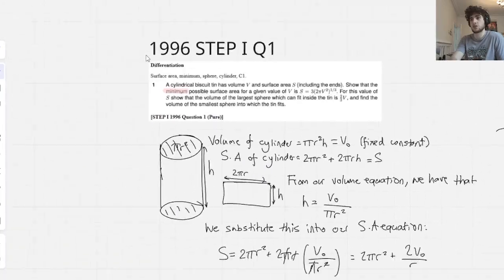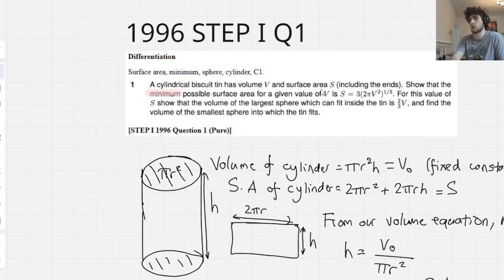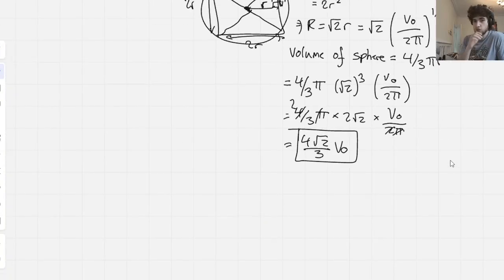Very, very nice stuff. Let's just check we did everything. So, the cylindrical biscuit tin has volume V and surface area S. The minimum possible surface area for a given value of V is that. We got that. For this value of S, show that the volume of the largest sphere which contains the tin is 2/3 V. We got that. And find the volume of the smallest sphere into which the tin fits, which is indeed 4 root 2 over 3 V naught.